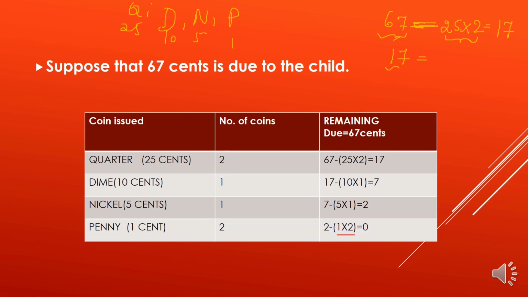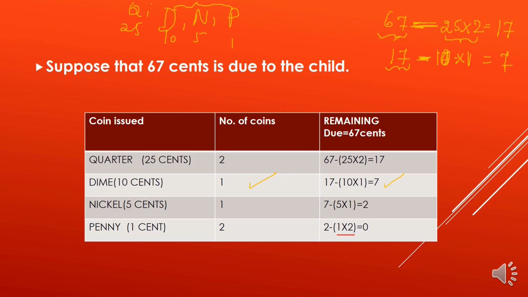So 17 is greater than 25? No, so I cannot use quarter, because the quarter value is high. Among the remaining denominations, that is dime, nickel and penny, I can use. Among these, the biggest is 10. This is the normal way of giving change to any customer. So 17 minus 10 into 1. The number of coins this time I am going to take is 1, which leaves 7.